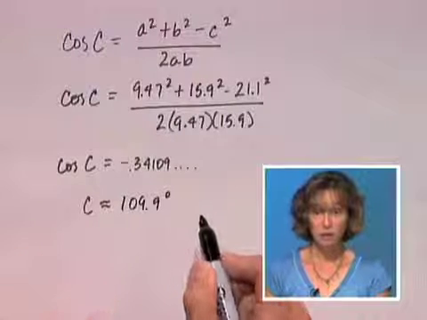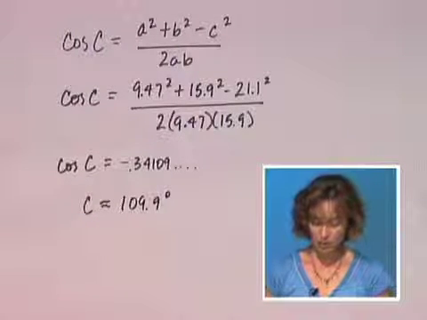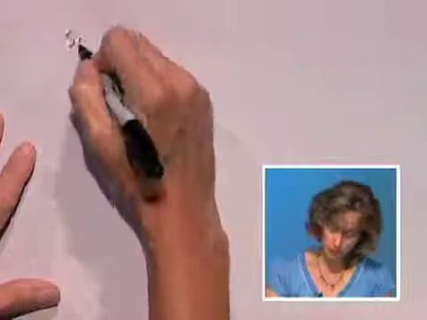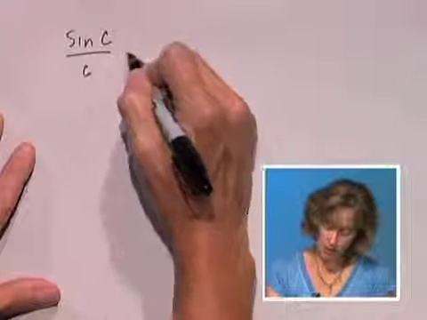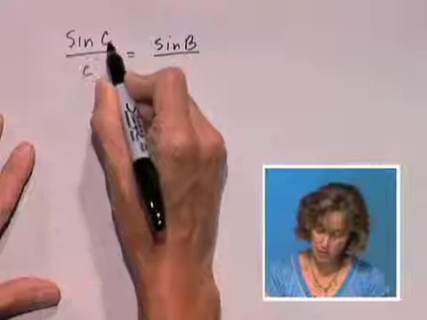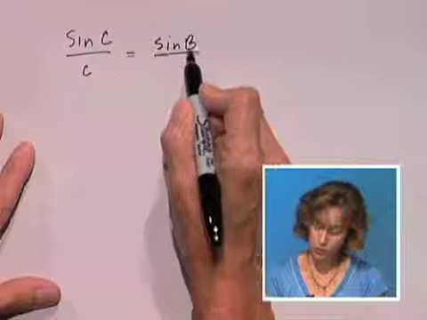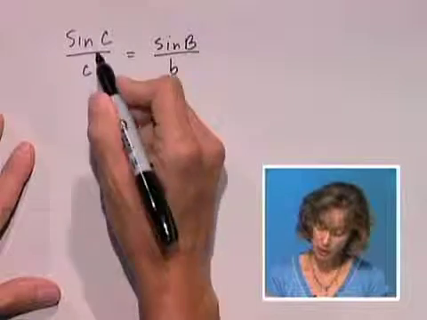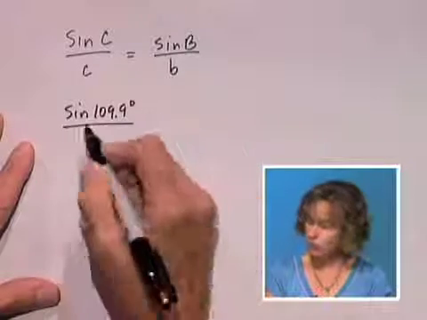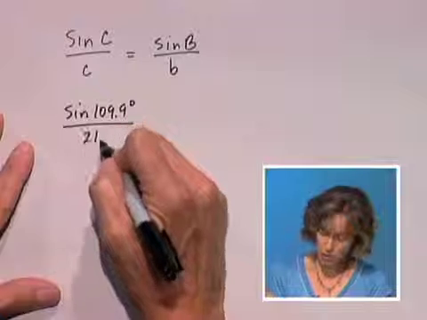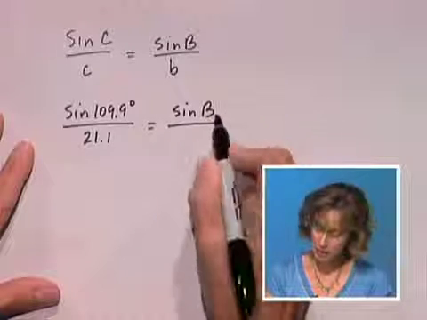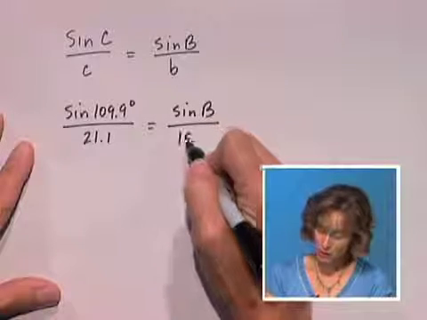Now, I need to find the other two angles. Let's use the law of sines to find angle B first of all. According to the law of sines, sine of angle C divided by side C equals sine of angle B divided by side B. Angle C I just found to be 109.9 degrees. If you look back at the original information, side C is 21.1. We're looking right now for angle B. That's the thing we don't know. Side B is 15.9.